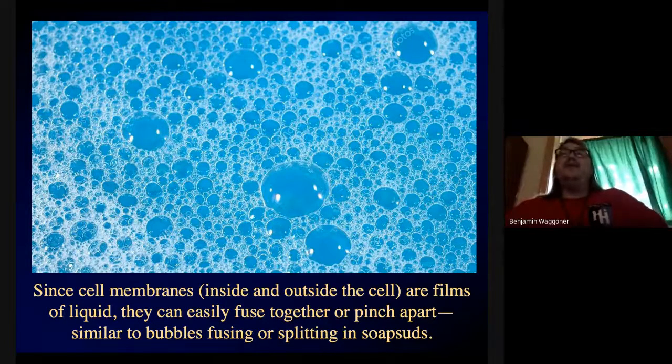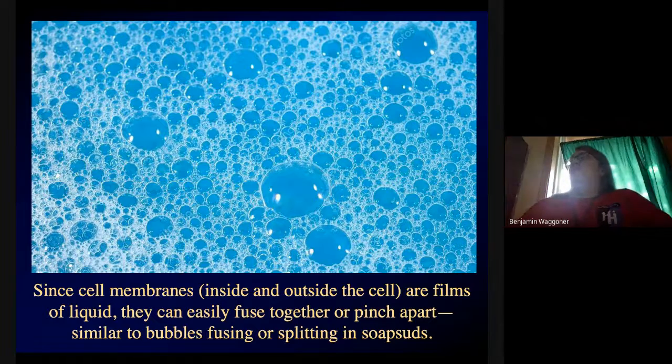And you could think of this as being analogous to bubbles in soap suds. If you've ever looked at soap suds in your sink, you might actually see 2 small bubbles fuse together and suddenly form a big one. If you haven't, try it sometime. It's not that hard to observe. Cell membranes can do similar tricks. They can fuse with each other.